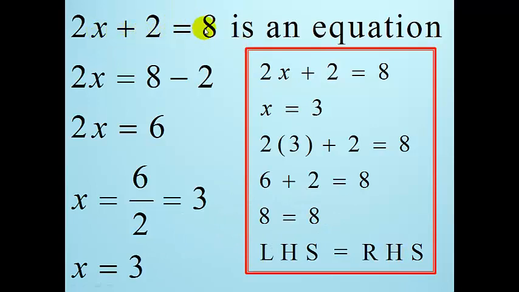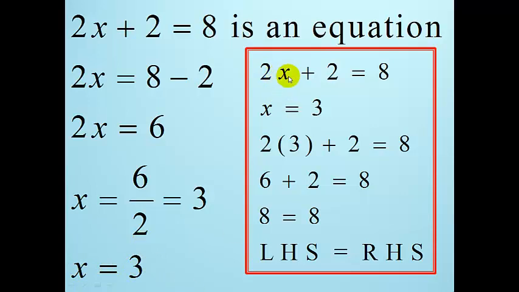2x plus 2 equals 8 is an equation. How do you solve for x? Plus 2 on the left hand side becomes minus 2 on the right hand side. And 8 minus 2 equals 6. So 2x equals 6. Now solving for x, we divide the left hand side by 2 and we have x on the left hand side. Dividing the right hand side by 2, we have 6 over 2 and the answer is 3. This means that the value of x is equal to 3.